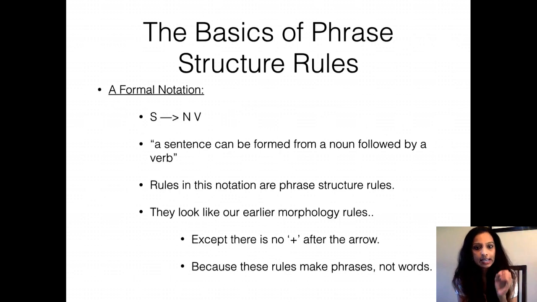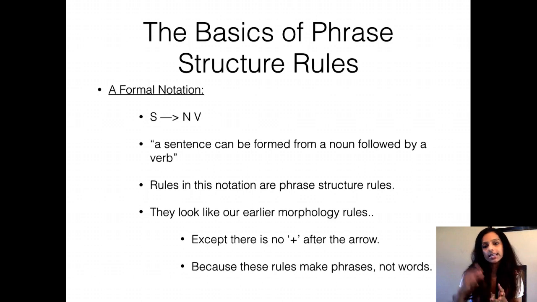We can write this in basic phrase structure notation as S, being a sentence, goes to, with the arrow, N and V. Now, they look a lot like the morphology rules that we have been seeing in the last module, except that unlike the morphology rules, we don't have a plus sign in between the noun and the verb, right? Because you're not combining morphemes together. You're combining two individual words together. Noun is a separate word and the verb is a different word. And therefore, that's really the main difference between morphology rules and syntactic rules.